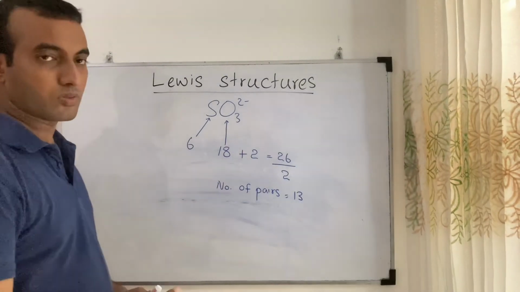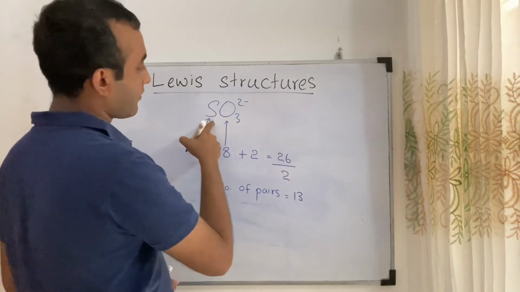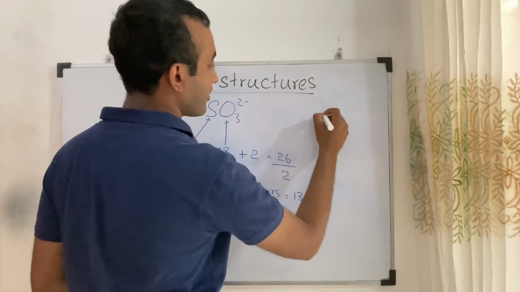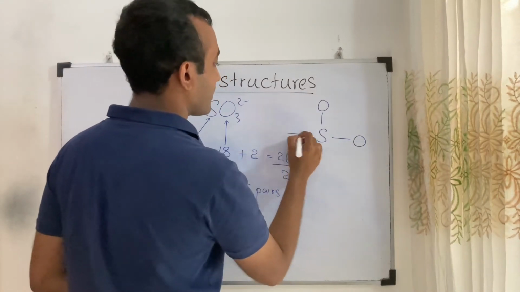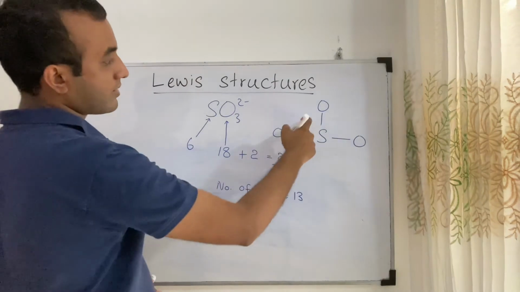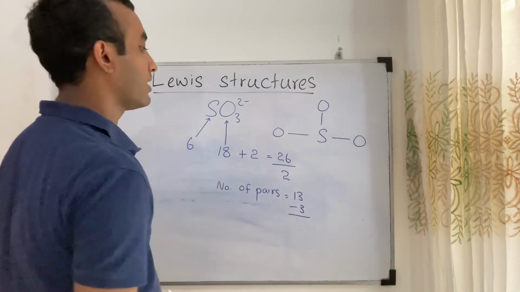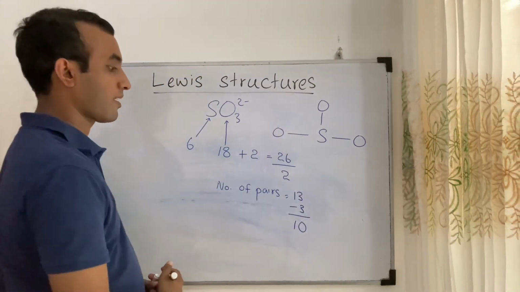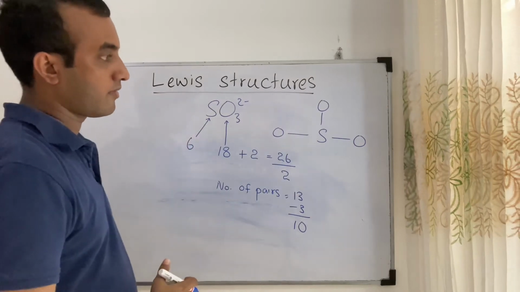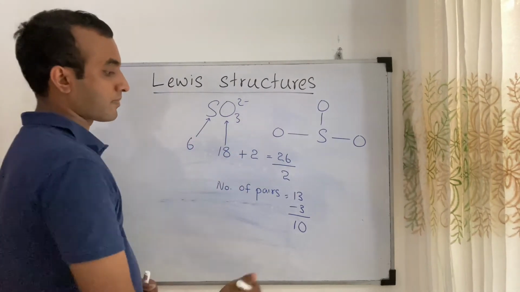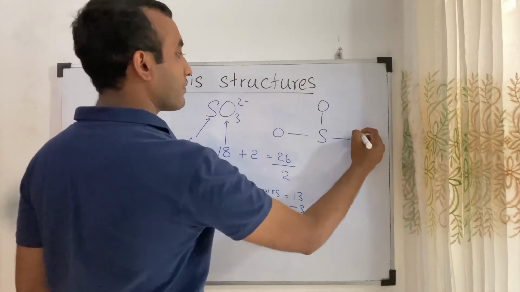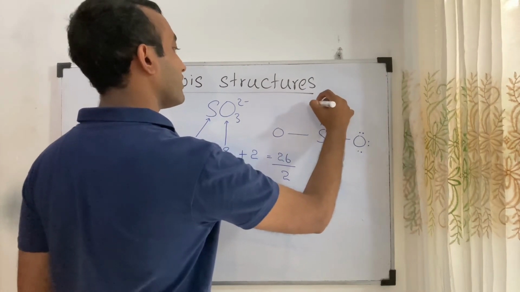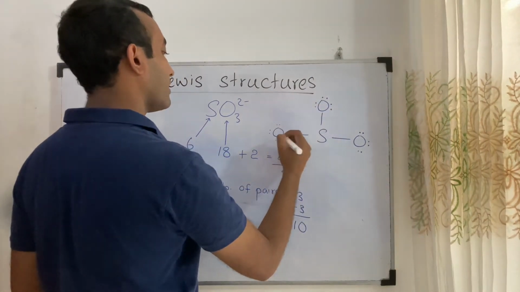Then the next step is to draw the skeleton. So sulfur is less electronegative than oxygen, therefore sulfur will become the central atom. And because of these 3 sigma bonds, we have to subtract 3 electron pairs. Then we get 10. So as usual, we should start from the terminal atoms. We should distribute these 10 electron pairs. 1, 2, 3, 4, 5, 6, 7, 8, 9.